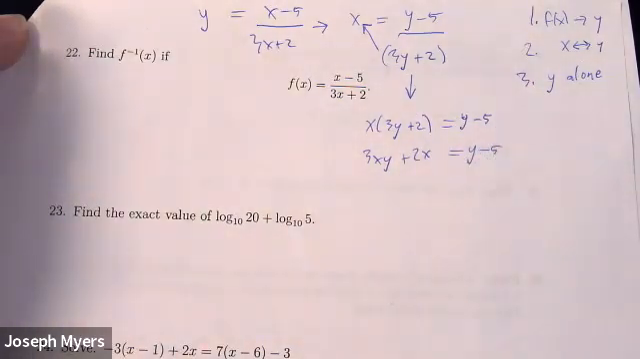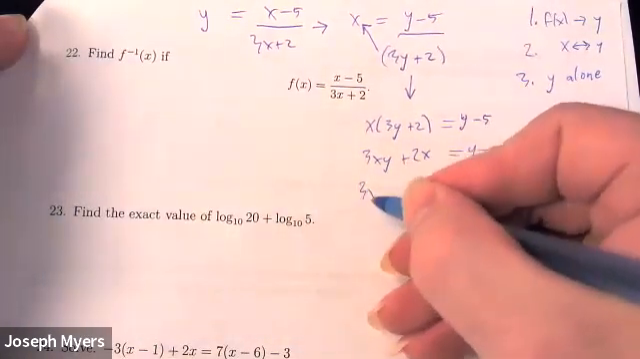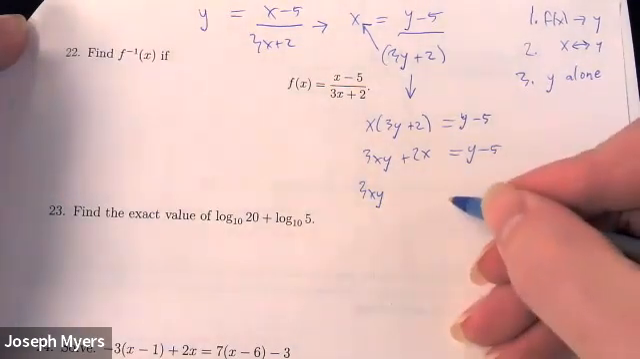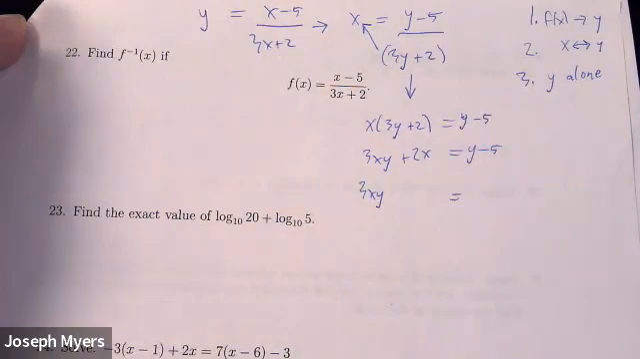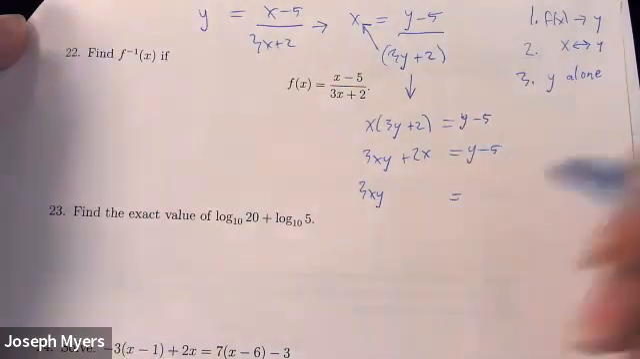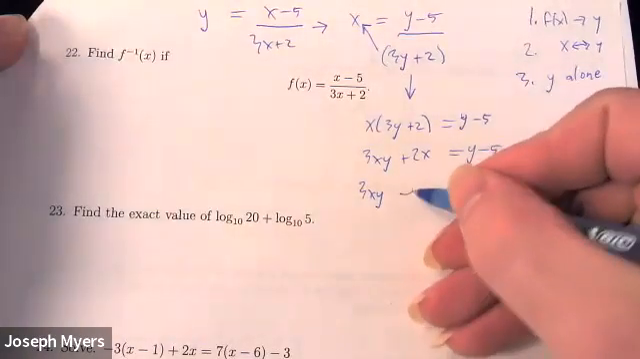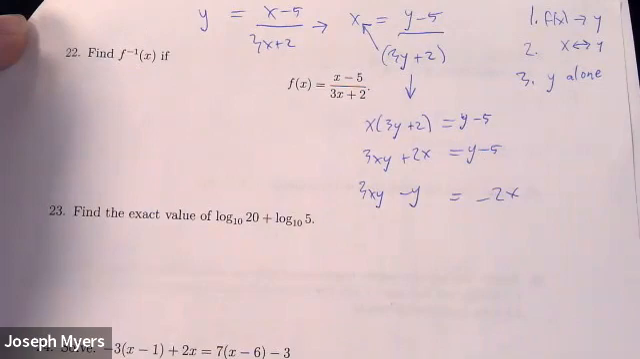So should I keep the 3xy where it is? Yes, because it has a y in it. And should I keep the 2x where it is, or move it? It does not have a y in it, so I'm going to move the 2x to the opposite side of the equal sign, which makes it negative 2x. And how about the y on the right side? That has a y in it, so I'm going to move it to the left side, and it changes to negative y, because anytime you move something to the other side, it changes signs.